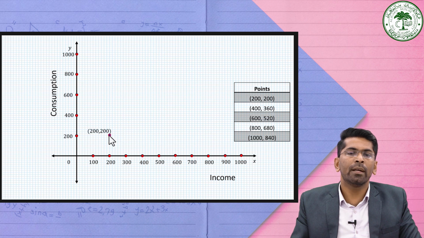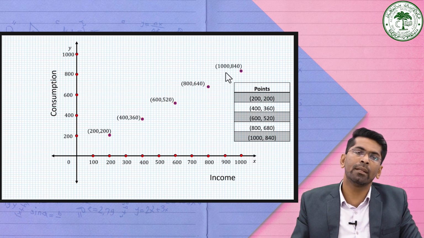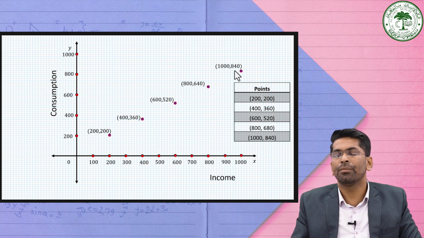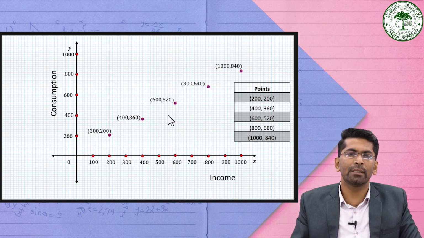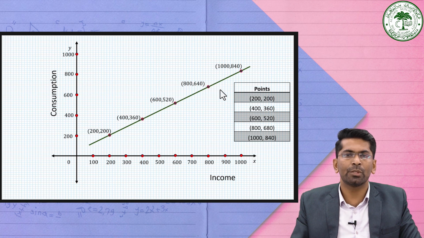When income was 200, consumption was also 200. When income was 400, then consumption was 360. When income was 600, then consumption was 520. When income was 800, then consumption was 640. When income was 1000, the consumption was 840. So we have different points plotted here, and we can join these plots so that we will get an income consumption curve. Once we sketch the data into the graph, we will get this type of straight line, and this is the income consumption curve.